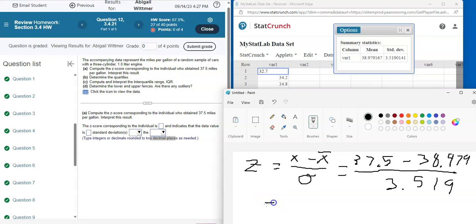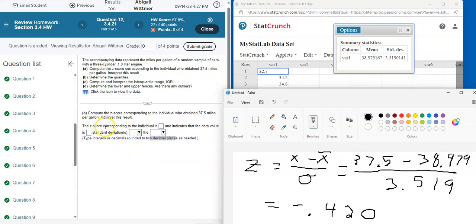So I'm going to put this in a calculator. I have a calculator here in front of me. Let's see, 37.5 minus 38.979. Then I'm going to divide that by 3.519. I put that in there and I get minus 0.420.